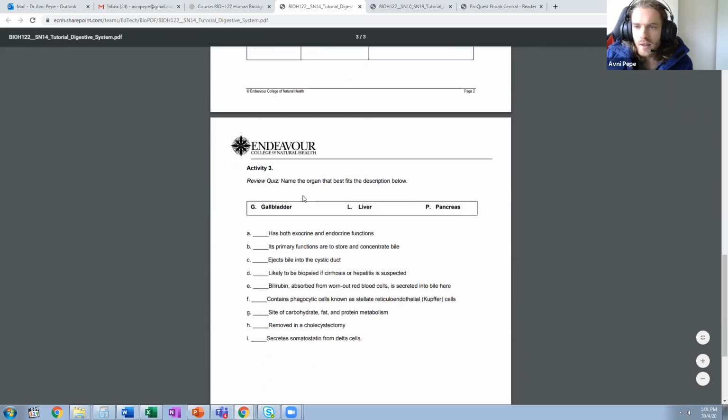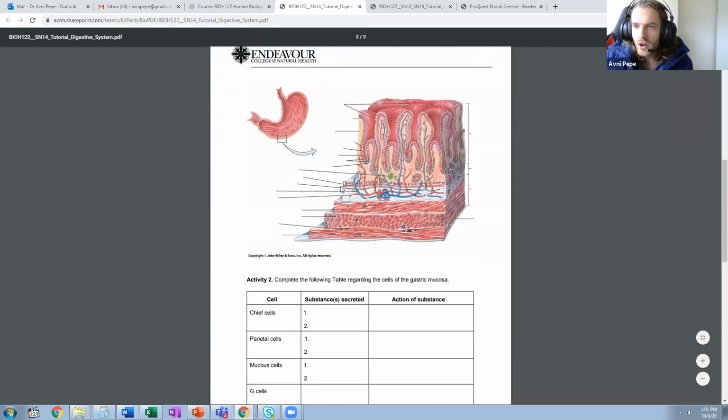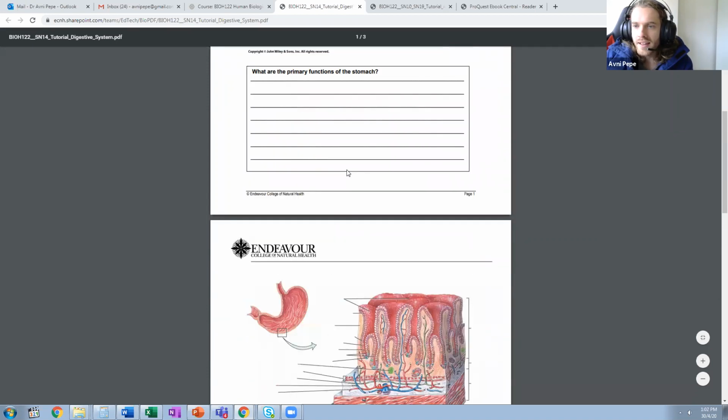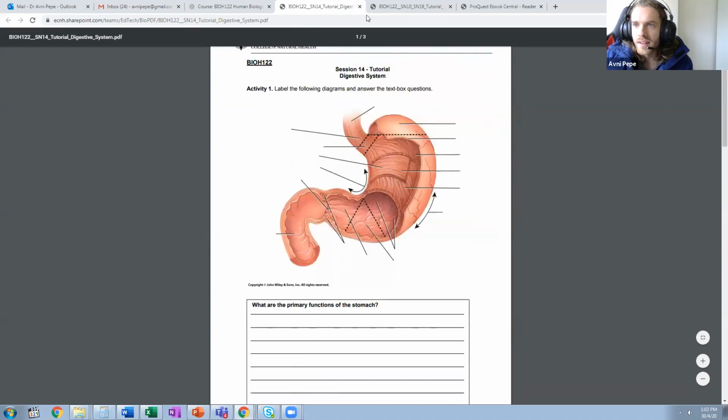And then finally, we're just going to fill in a few terms where we link the description with the respective organ. So not overly complicated, but I think there's a little bit to do there.